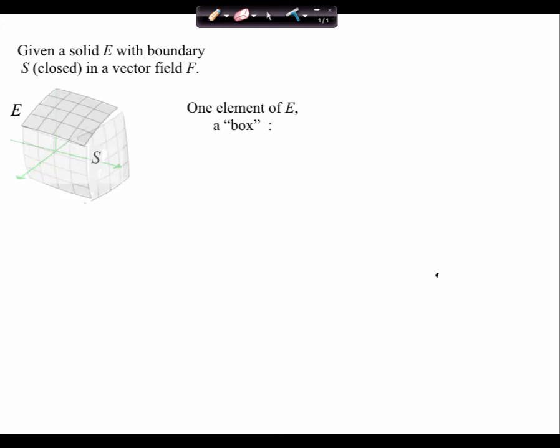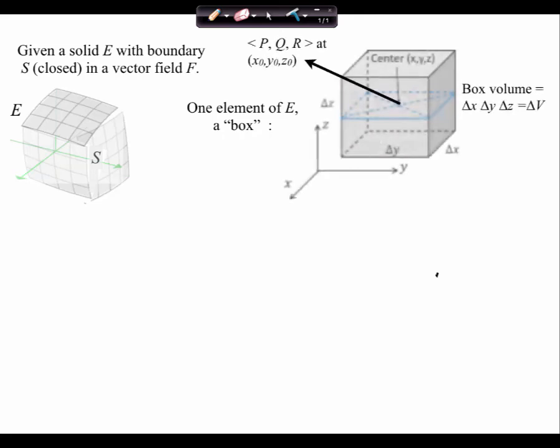So I'm going to look at one element of E, a box. All throughout the interior of that solid, we can break it up into little boxes. And so here's the box. It's just that little box is one of the boxes that makes up E, and so its dimensions are delta x, delta y, and delta z.